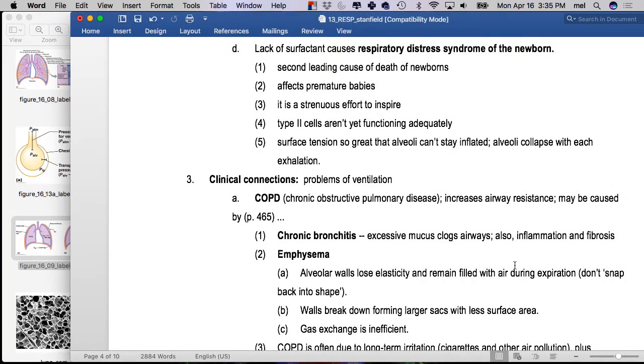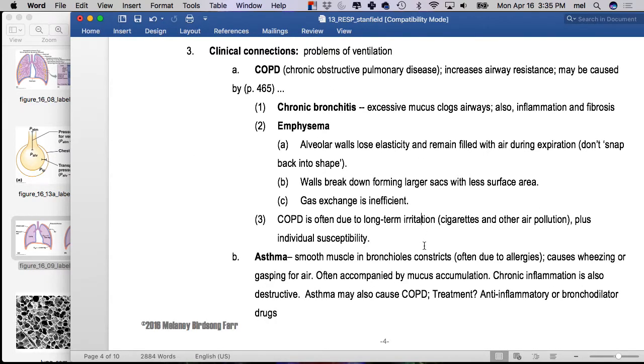Okay, so the type 2 cells aren't functioning adequately, and so you can have respiratory distress syndrome of the newborn. This is very, very common in preemies, super common. Okay, last little tidbits about clinical connections, or let's do asthma first. Asthma is you get exposed to some kind of respiratory irritant or a pathogen, or it could just be sympathetic nervous system. And the smooth muscle in the bronchioles constricts.